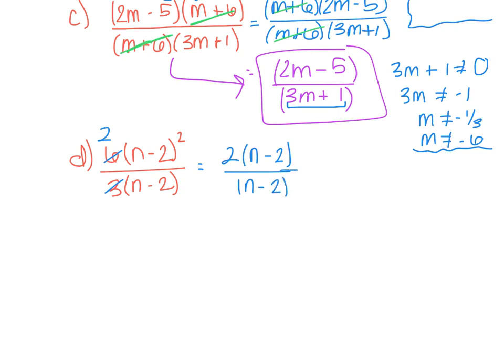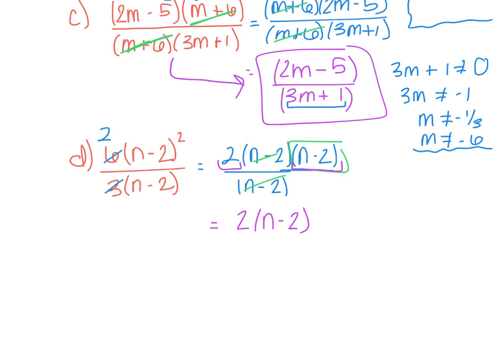Now, instead of writing it as n minus 2 squared, I'm actually going to write it out in this expanded form. So n minus 2 squared is n minus 2 times n minus 2. The reason I'm doing that is so that you guys can see when I do this cancellation with n minus 2 over n minus 2, then I have 1 remaining up here. So my final answer would be 2 times n minus 2.